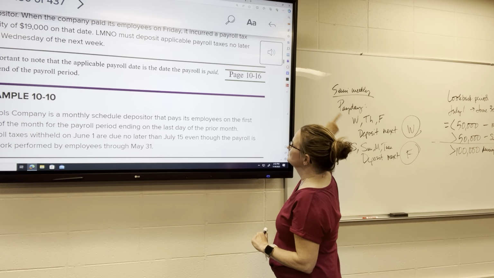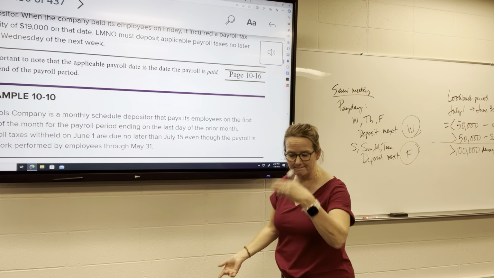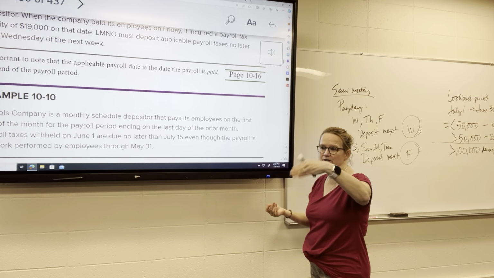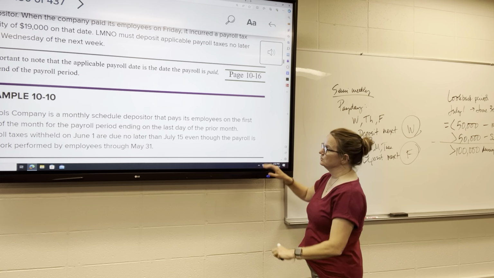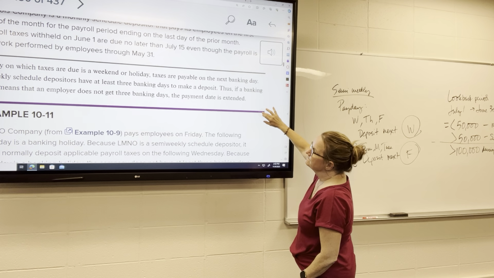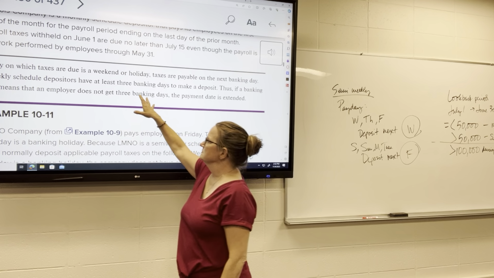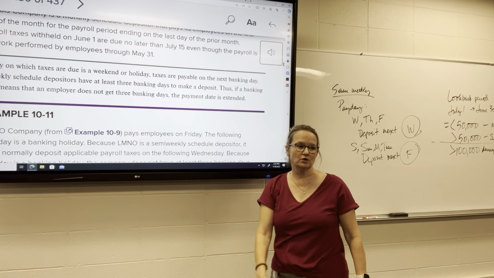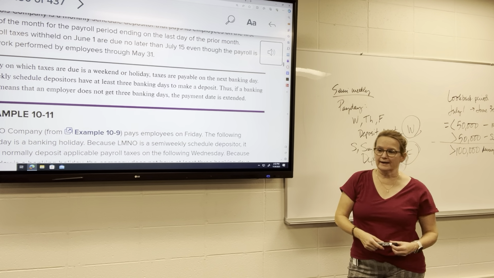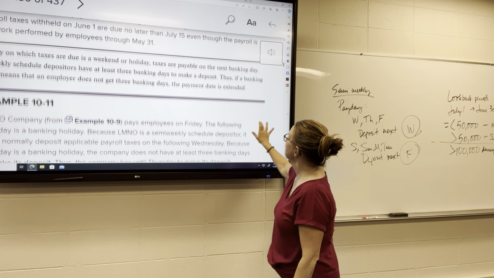It's based on when the payroll is paid, not the end of the payroll period. So whenever that pay date is, because that's the point at which the liability is incurred. Always with every IRS deadline, if the deadline is on a weekend or a holiday, then it's due the next business day.